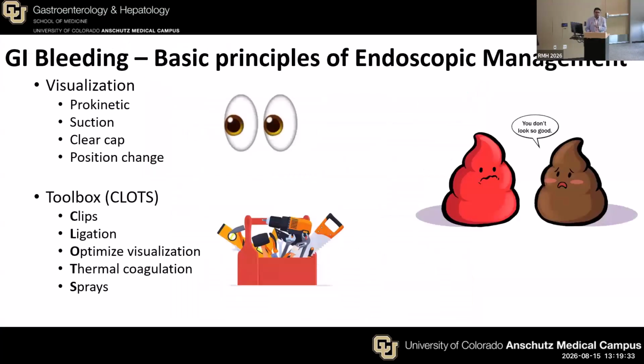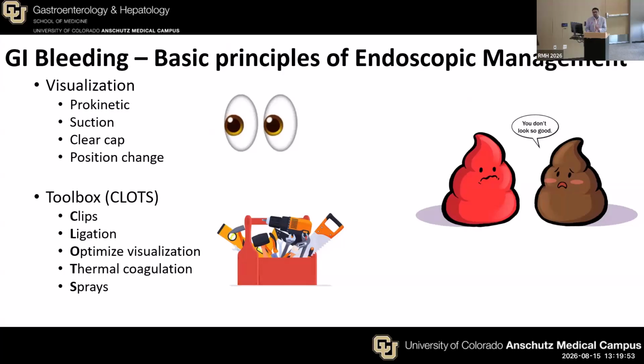The way I think about GI bleeding is there are really two basic principles. First and foremost, you need to be able to see where the bleeding is coming from. If you cannot see it, you can't treat it. So visualization is number one, and number two is what is available in our toolbox. So how do you improve visualization?